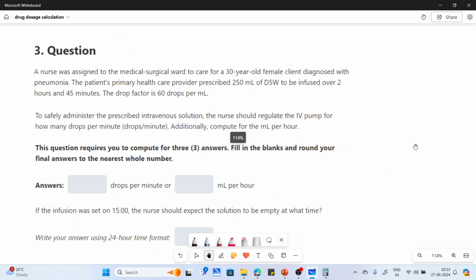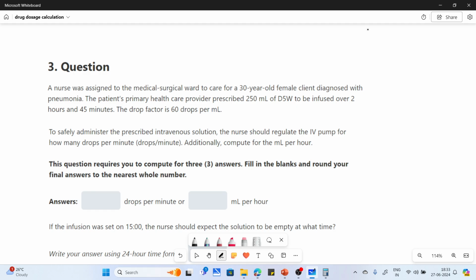So the third question is, a nurse was assigned to a medical surgical ward for a 30-year-old female client diagnosed with pneumonia. See, when they are asking questions, they may confuse you with patient age, to distract you away from the question. They tell you the patient has a diagnosis of pneumonia, the patient is 30 years old, medical surgical ward or MSW, like that. But this is only to distract you. Here we are going to focus only on the main question, what they are actually asking.